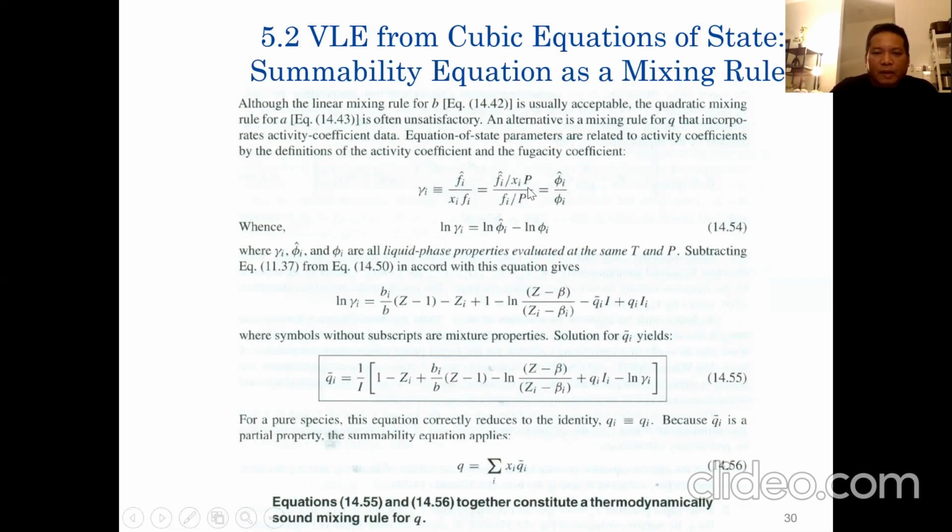This is the equation of state parameter related to activity coefficients. By definition, the gamma is this. Since this is the gamma here, we can relate this gamma into this equation here, and then we fill it up here. So this is a Q. We'll put it into this form, and Q is actually the summation over all the species, Ki, the fraction here.